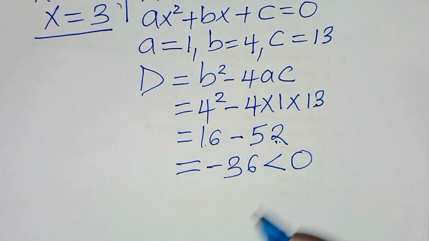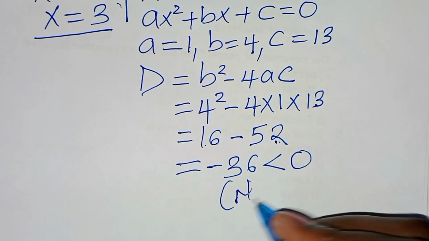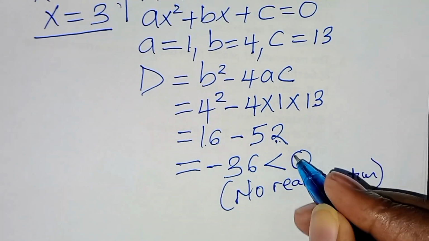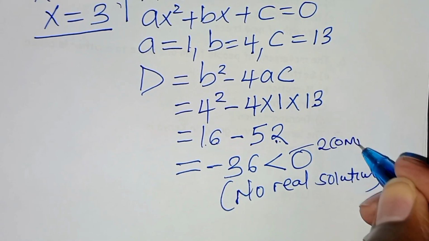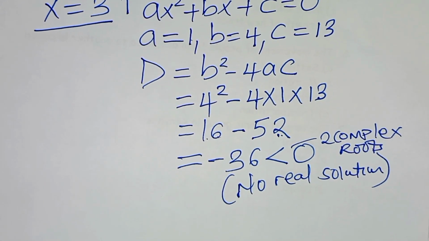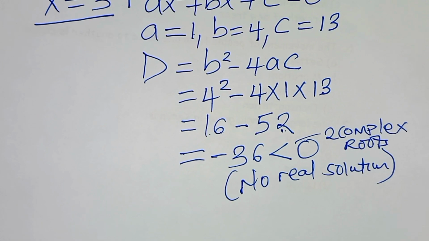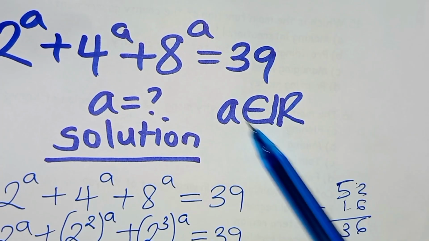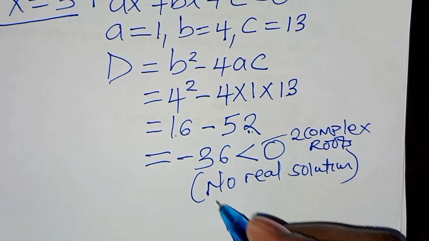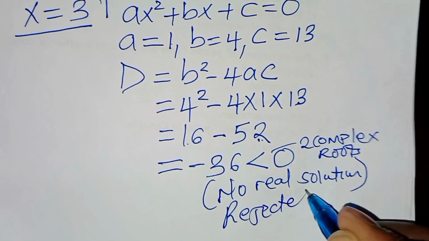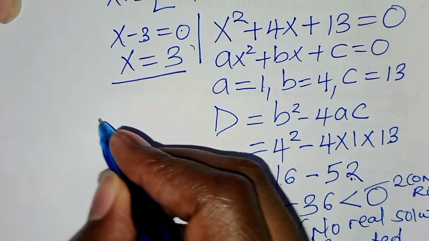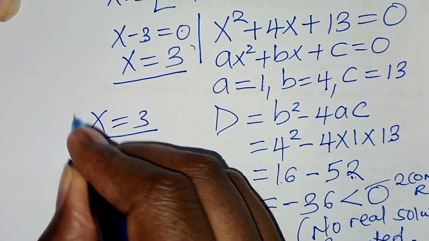So in this case, that means that we'll have no real solution. In fact, here we have two complex roots. But if you recall, we had the condition that a is a member of real numbers. So from here, the quadratic equation in this sense is rejected. So now that means that we have only one real solution here, which is x is equal to 3.